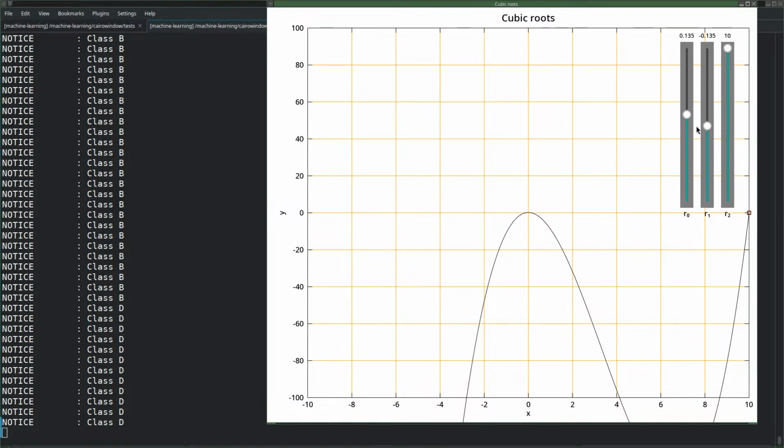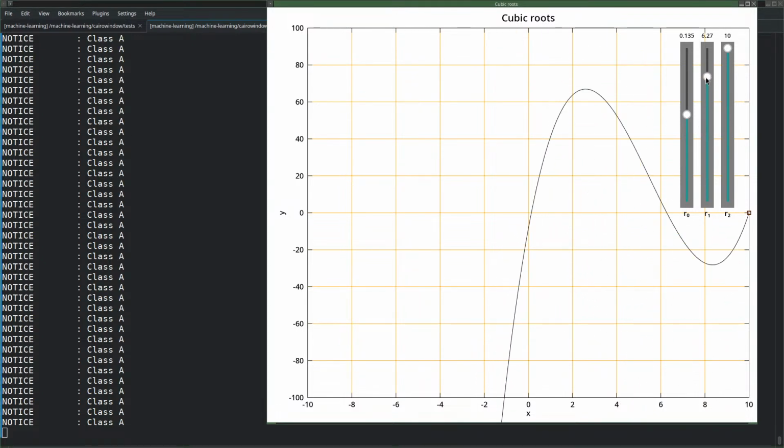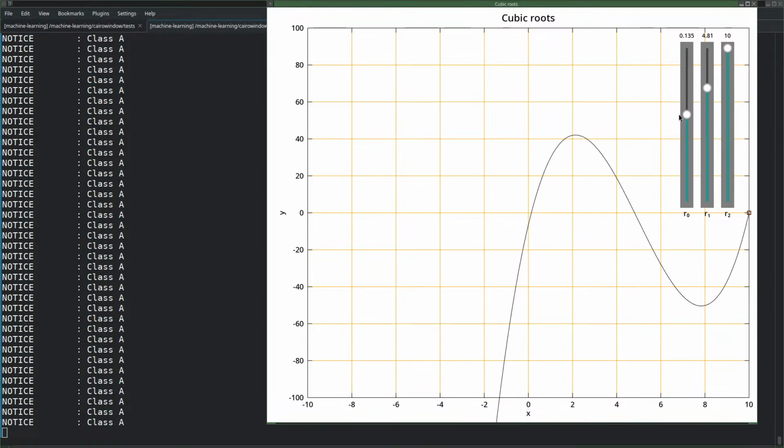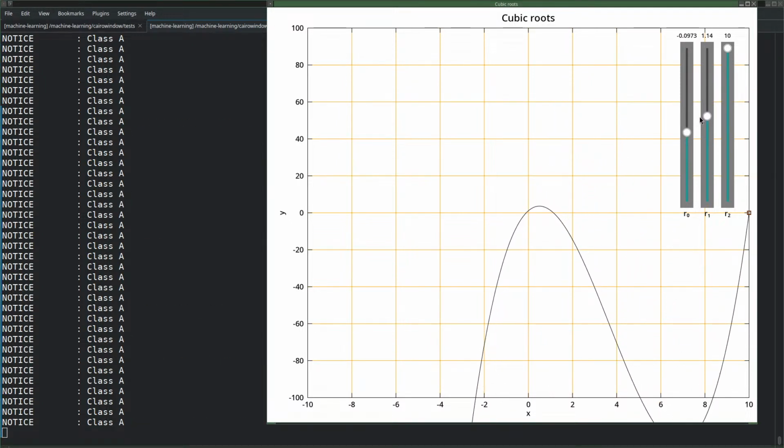Oh, oops. This is B and then A. And if this is negative, it's still A. And B here.